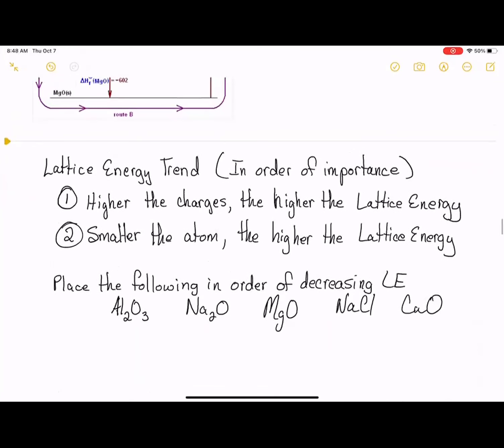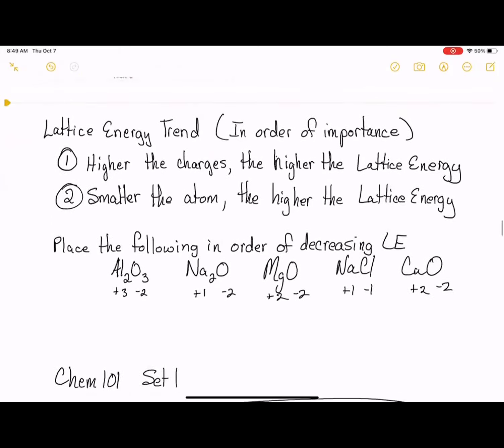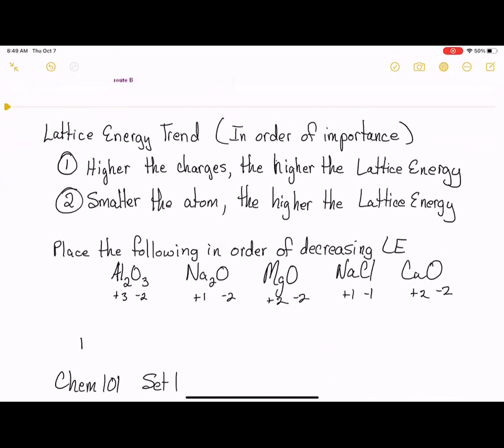So place the following in order of decreasing lattice energy. Step 1, determine your charges. So it's a +3 -2, +1 -2, +2 -2, +1 -1, +2 -2. Now, since I want it decreasing, I'm going to have the highest lattice energy first to the lowest lattice energy.